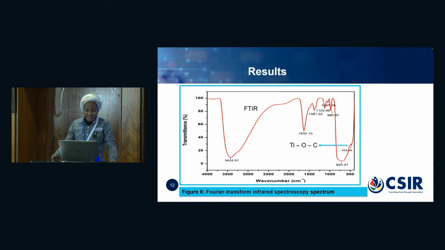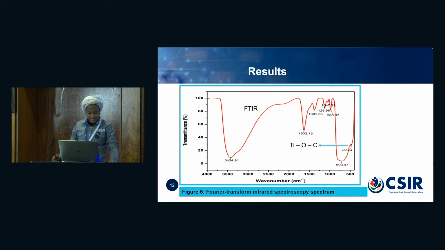And then here are the results. So now, due to lack of time, we decided to present only 4. So the first result that you see here is the FTIR. And FTIR was used to characterize the chemical structure or investigate the functional groups within our absorbent.